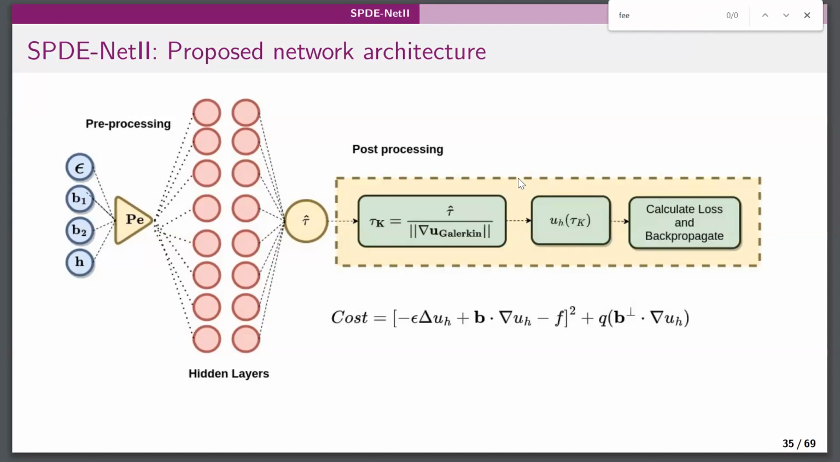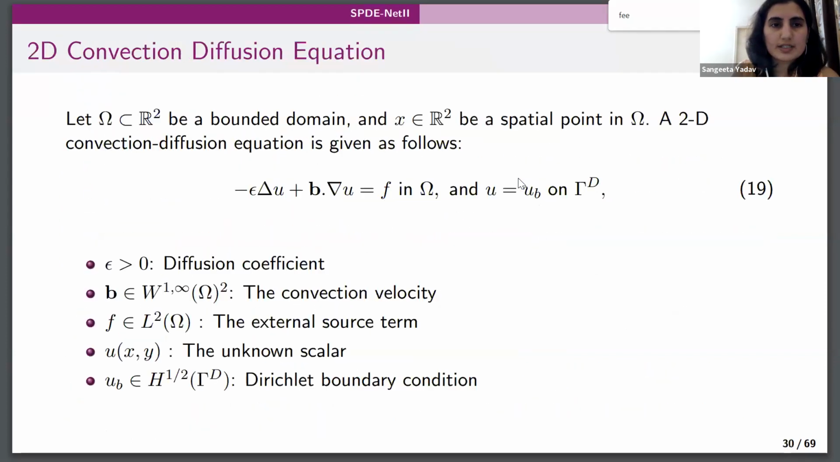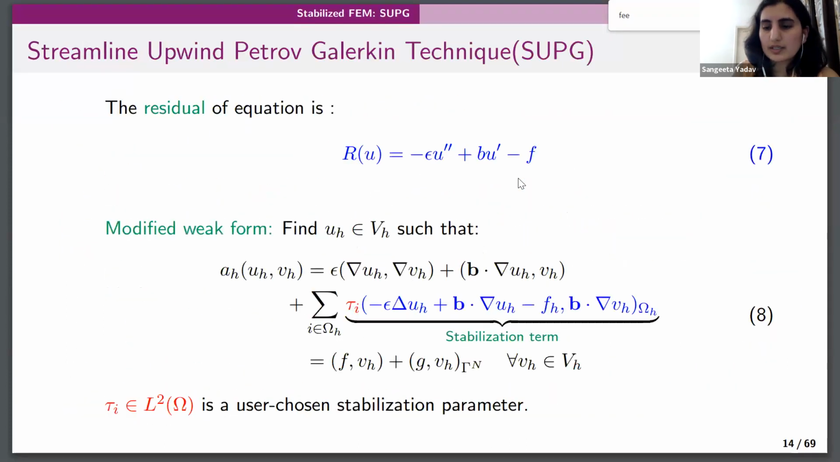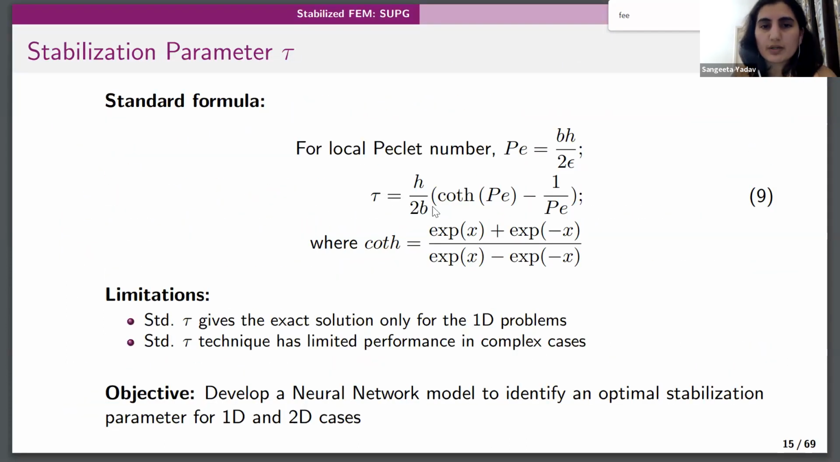I think Kamal is asking where epsilon is coming in your tau. If you see the standard formula of tau, even for 1D cases, here is the formula for tau. It depends only on H, B, and epsilon. Okay, so through the Peclet number it is coming, right? Yes. So that's what he was asking.